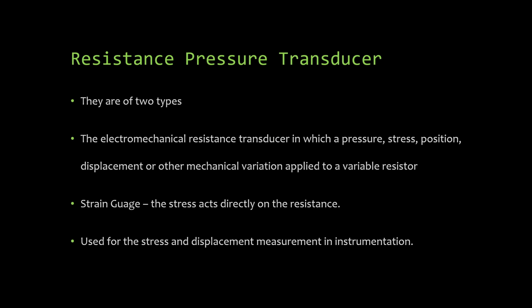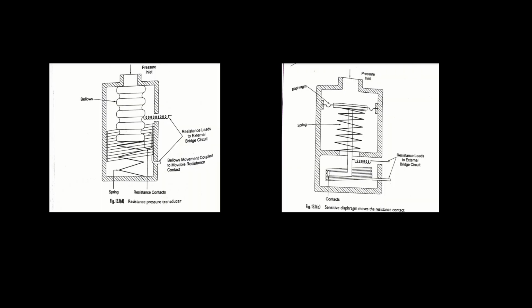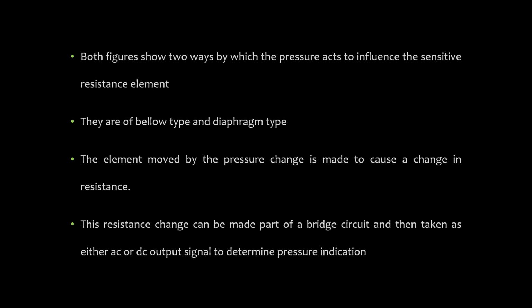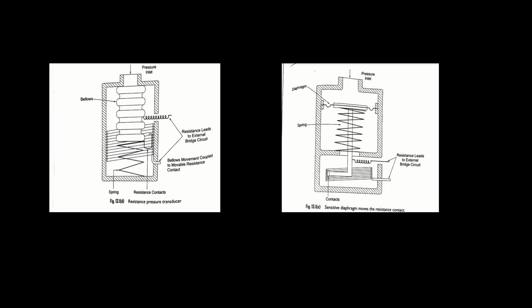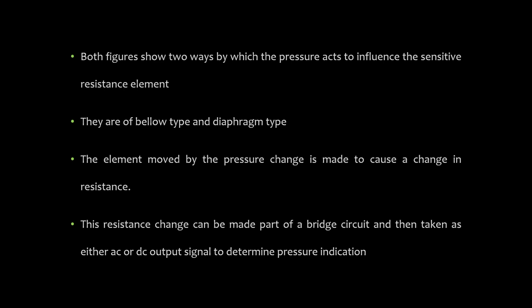It is very commonly used for stress and displacement measurement in instrumentation. In the general case of pressure measurement, the sensitive resistance element may take different forms depending on the mechanical arrangement on which the pressure is gauged. These are the figures of a resistance pressure transducer and a sensitive diaphragm moving in resistance contact. Both figures show two ways by which the pressure acts to influence a sensitive resistance element.